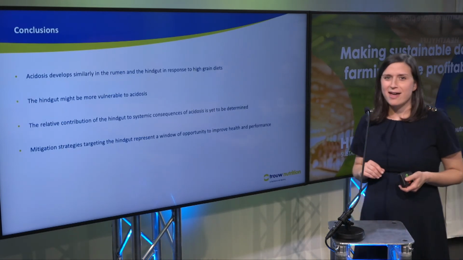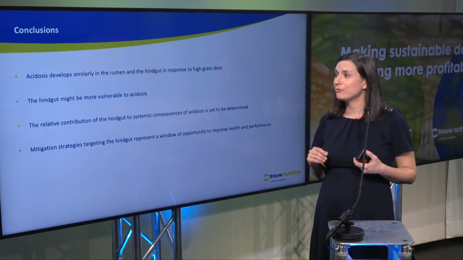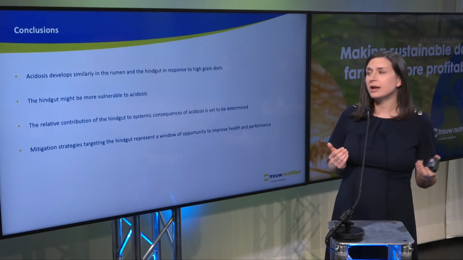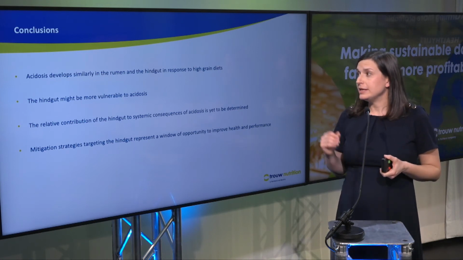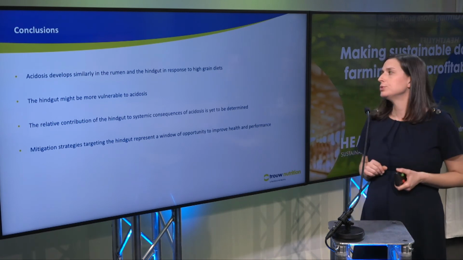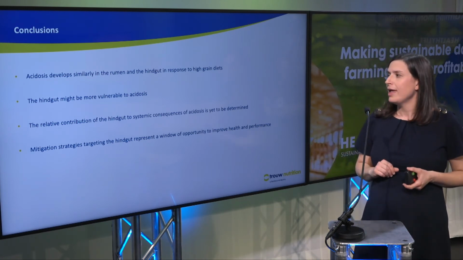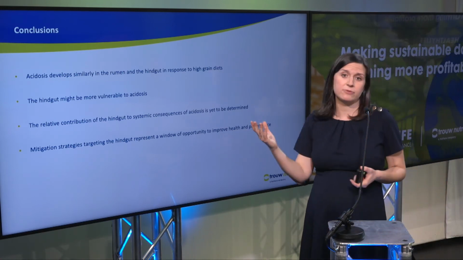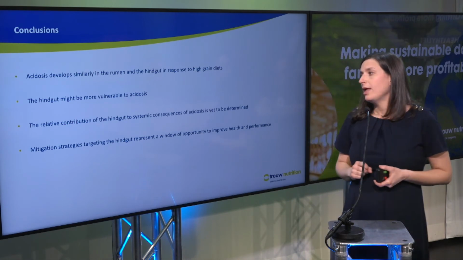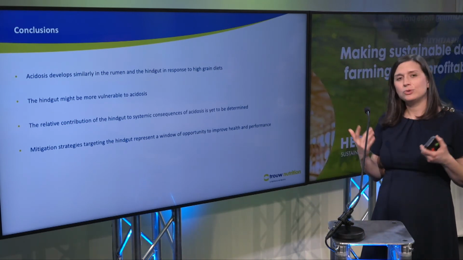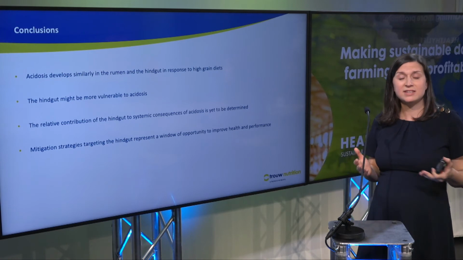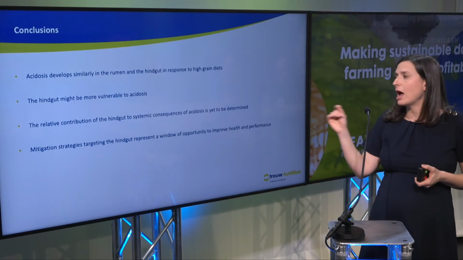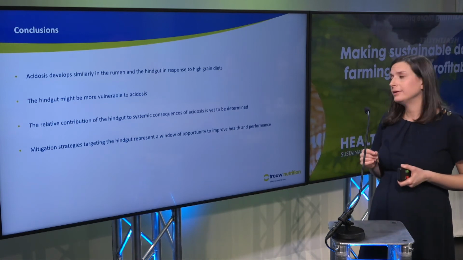So this is already my conclusions slide. The first point I wanted to make is that very similar processes occur in the rumen and in the hindgut, and this is true for acidosis in response to high-grain diets. The hindgut actually might be more vulnerable to these acidotic insults because of the factors we discussed. The relative contribution of the hindgut to the systemic consequences of acidosis is still unknown, so we don't know exactly how much we can account for when it comes to the hindgut.